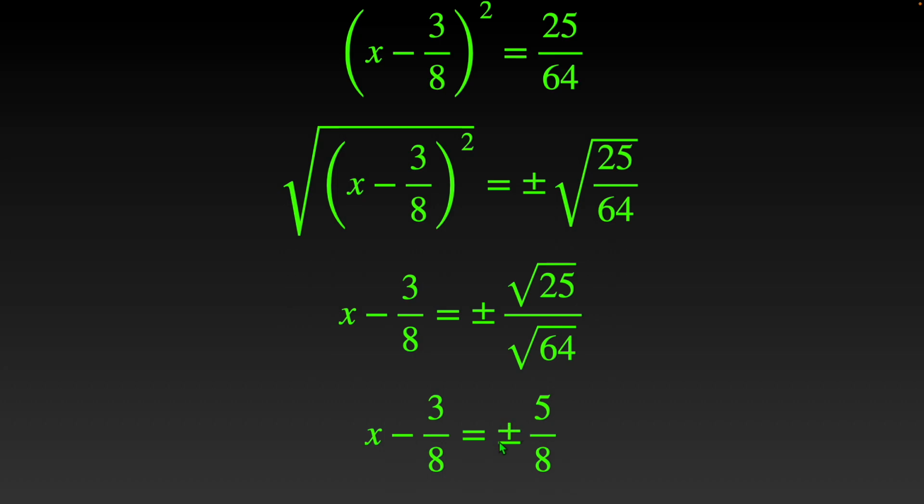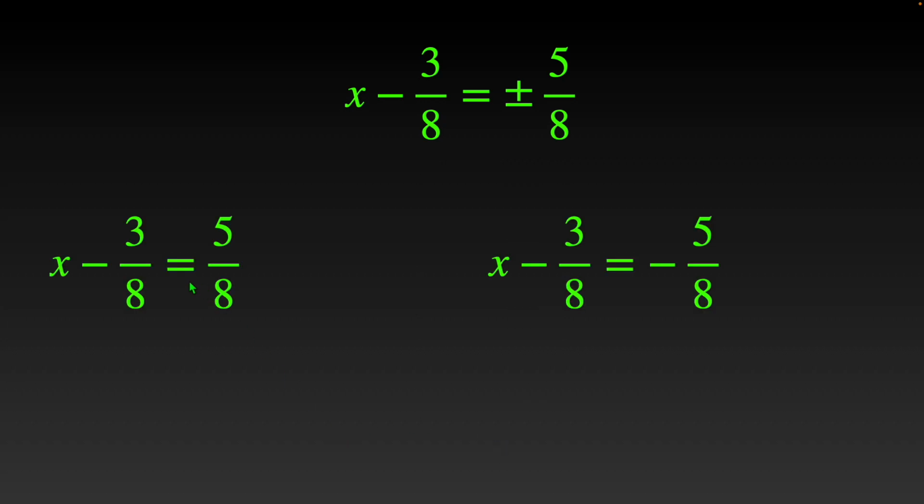Now this plus or minus here means we're going to have two equations. Here it is. We have one equation which is equal to positive 5 over 8, and this one is equal to negative 5 over 8 because of the plus or minus. And all we have to do is move negative 3 over 8 to the right-hand side. Same thing for this one. How do we move negative 3 over 8 to the right-hand side? We add 3 over 8 on both sides. So we add 3 over 8 to the left-hand side and to the right-hand side.